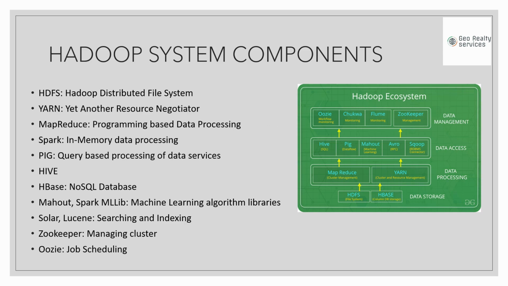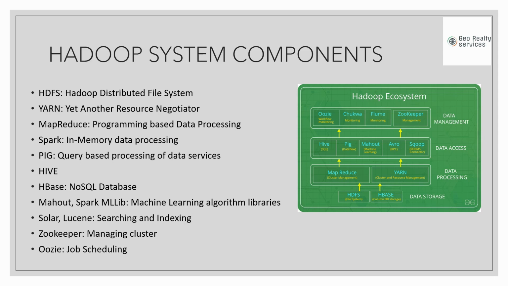YARN, Yet Another Resource Negotiator, as the name implies, is the one that helps to manage the resources across the clusters. In short, it performs scheduling and resource allocation for the Hadoop system. It consists of three major components: resource manager, node manager, and application manager.